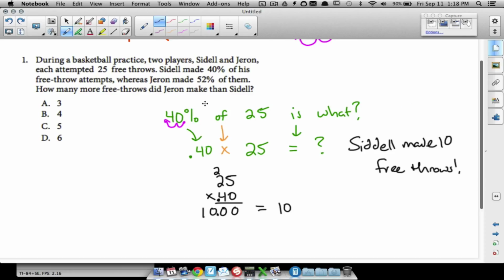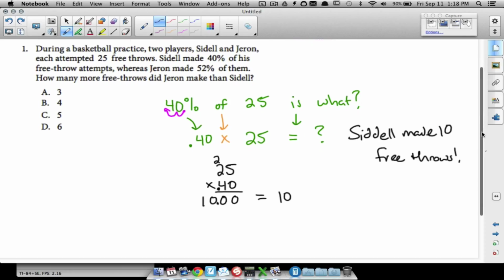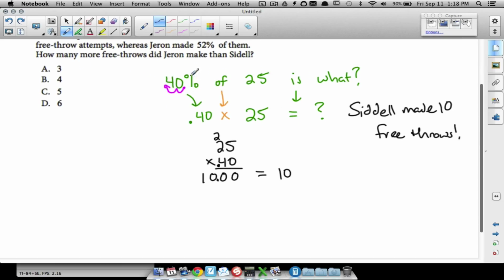All right, let's go ahead and do the same technique with Jaron. So Jaron made 52% of them. So it's going to be the same type of setup. 52% of 25 is what? So instead, the only difference here, 52% would be 0.52, like here we have the 0.40. So let's go ahead and work on Jaron now. 52%, that will be 0.52. And we want to multiply this by 25.